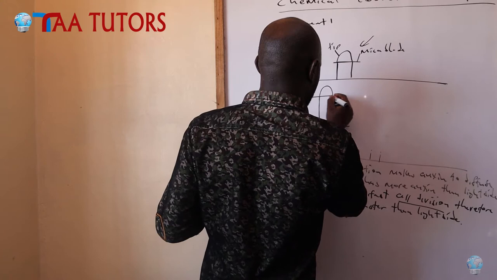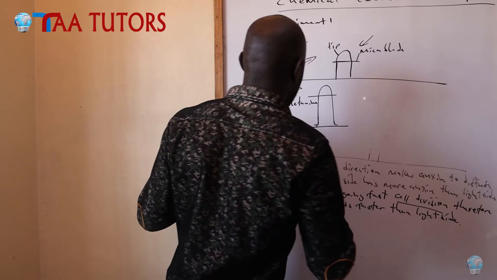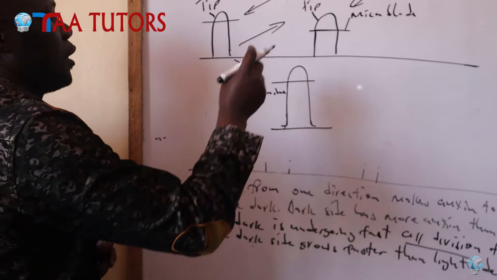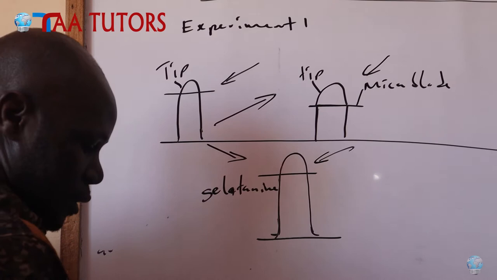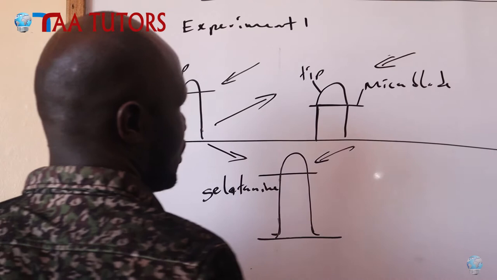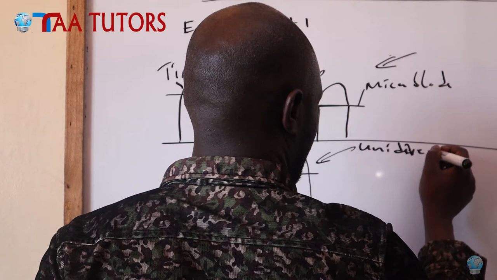I decide to put glutenin here. That is the substance that I have decided to put instead of the mica blade. How will they really respond to the situation? What will be the effect here? Now, at the end of the day, the light is coming from one direction here. Here also light is coming from one direction. Still unidirectional, okay? What will happen?